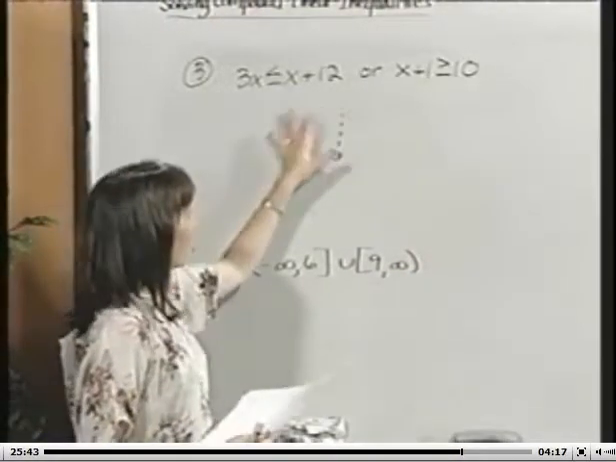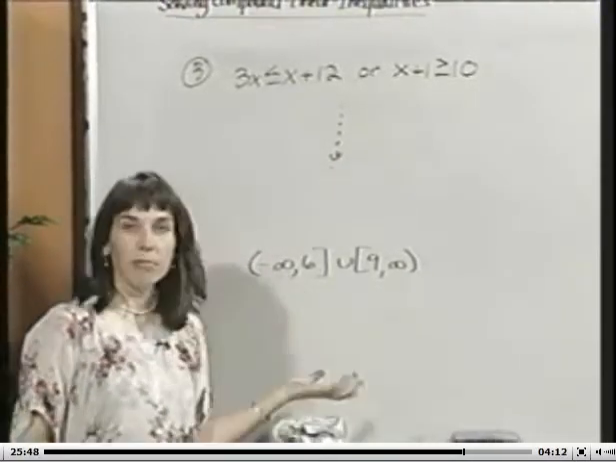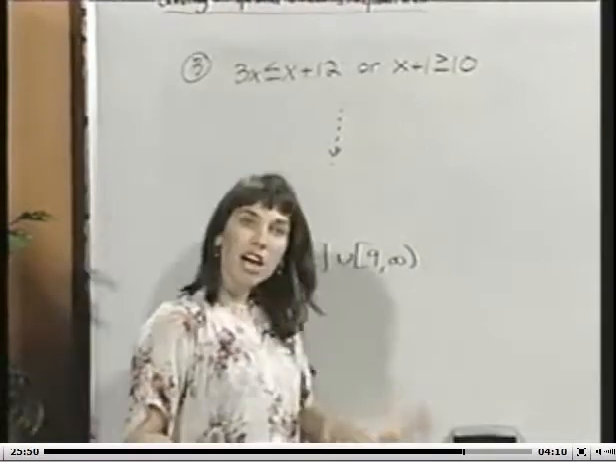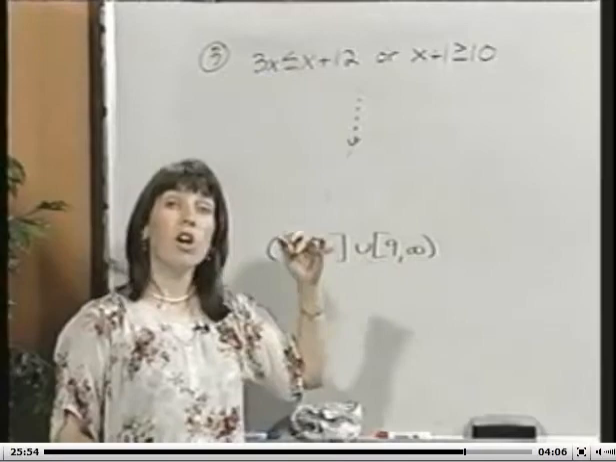This is an or, so you're going to union, but I'll leave those steps in there for you to fill out since we're almost out of time, but this way you can practice as well. That's compound linear inequalities. The key to remember is that and means intersection, or means union.